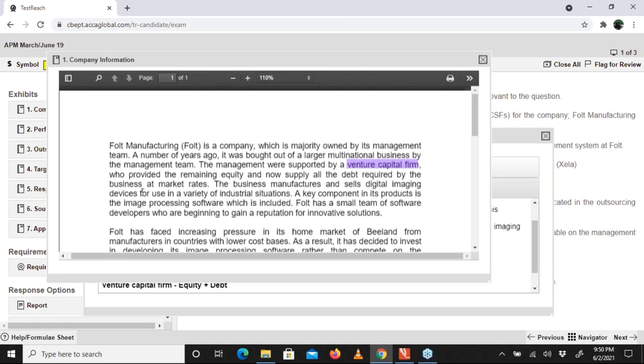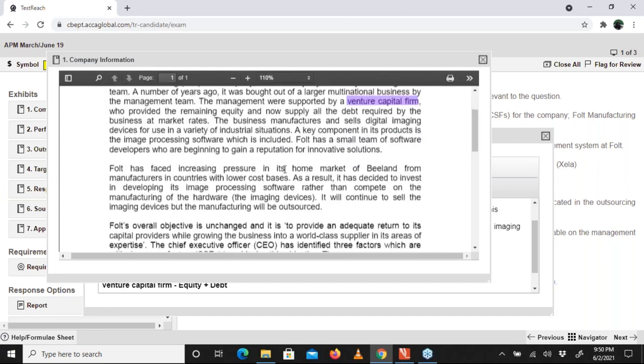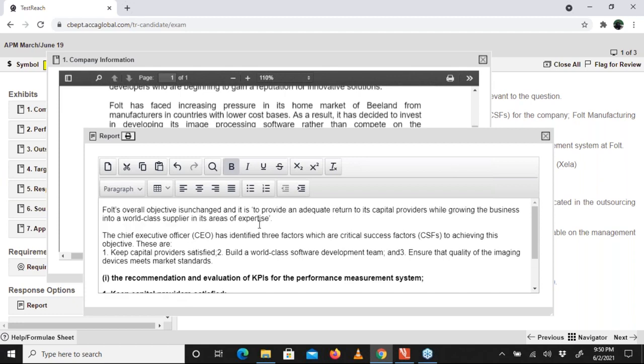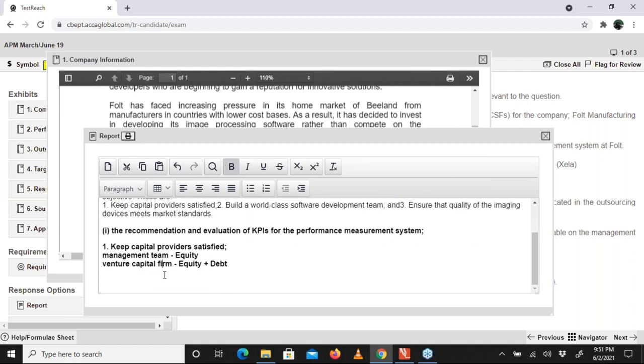The business manufactures and sells so and so. A key component in its product is so and so. Fold has a small team of manufacturing. Fold has faced increasing pressure in its home market. Fold's overall objective is unchanged, to provide an adequate return to its capital providers while growing the business into a world-class business. So basically, they want to keep the capital providers satisfied. And how? By providing an adequate return to its capital providers.